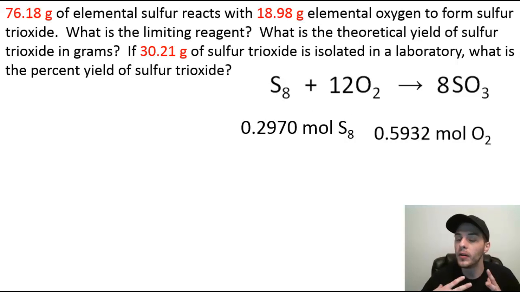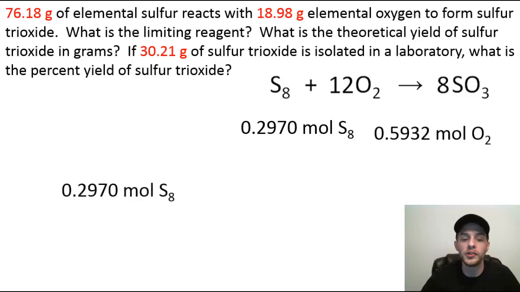So we need to do a little bit of extra work in order to figure out what our limiting reagent is. The way that we're going to do it in this video is we're going to figure out how much oxygen is required to react completely with the 0.2970 moles of sulfur that we have.